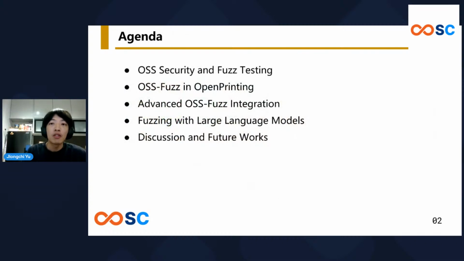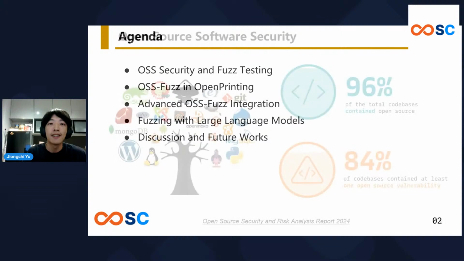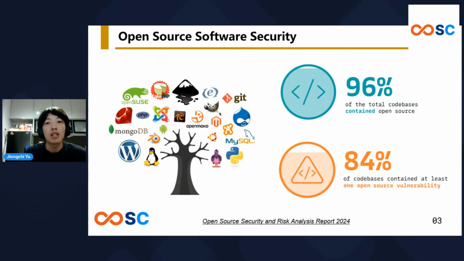This talk will cover the following content, starting from the basics of fuzz testing to how we have applied the open source fuzzing service within the OpenPrinting project. Afterwards, I will explore advanced fuzzing methods and the future trajectories of this initiative in OpenPrinting. Let's start with OSS security.